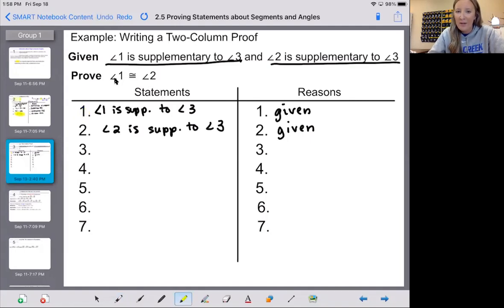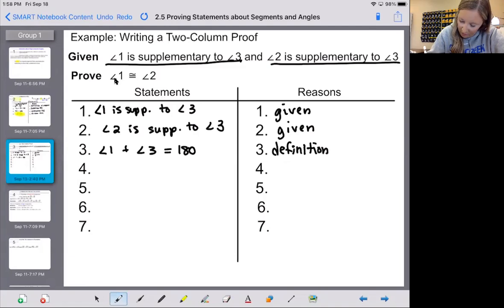If an angle is supplementary, it means that if you add them together, they have a total of 180 degrees, right? So let's write that down. Angle 1 plus angle 3 is 180 degrees. Now, how did I know that? Well, I knew that because that's what it means to be supplementary, right? So that is the definition of supplementary.